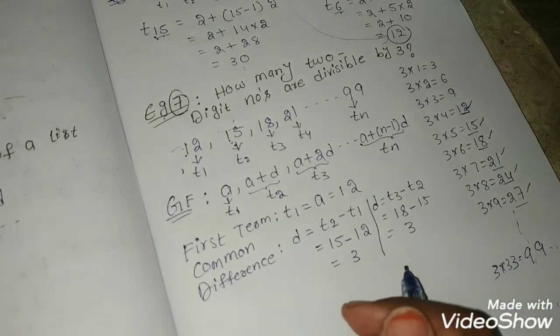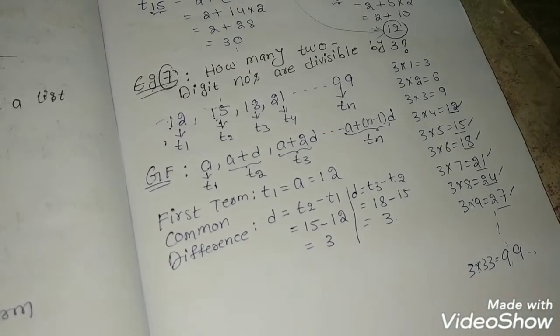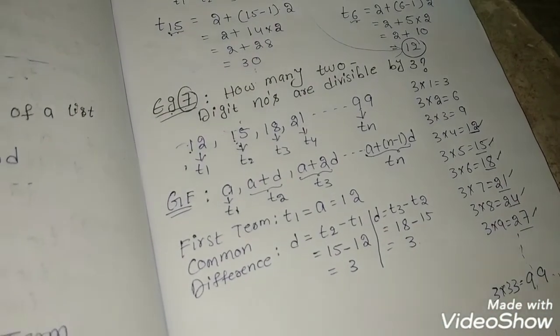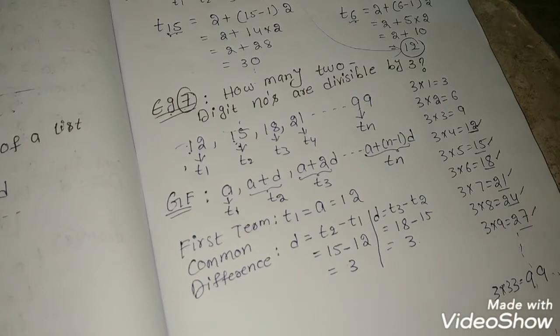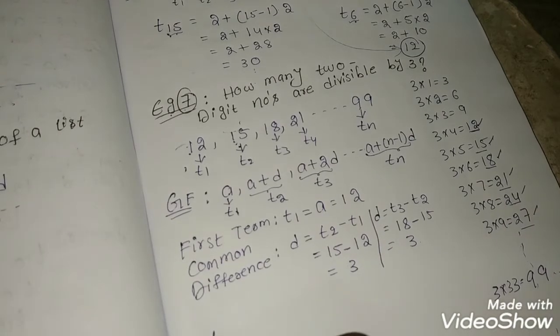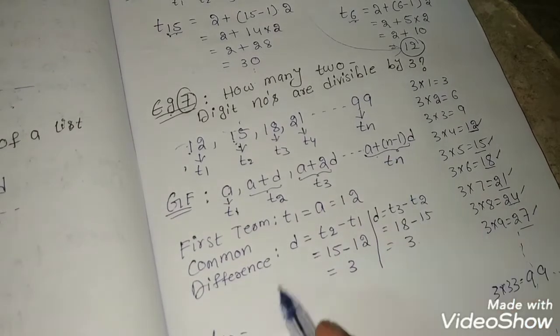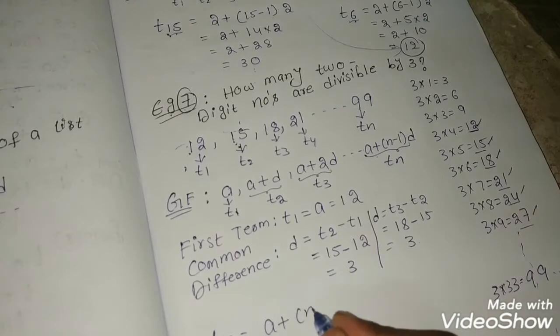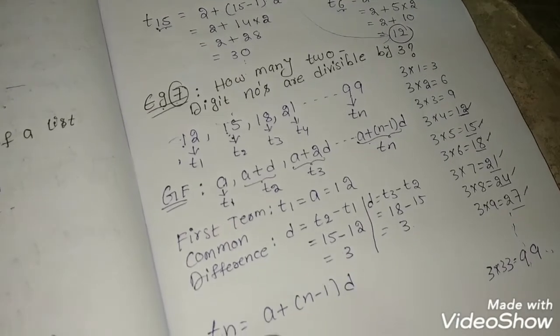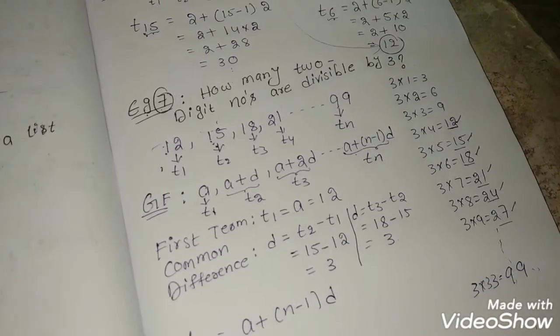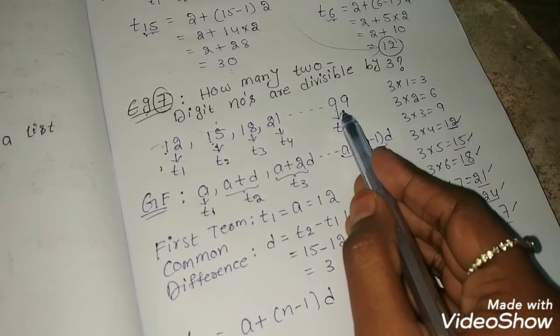Okay, let's start to find the term n. How many terms do we have? Okay, write down the formula. What is the Tn formula? a plus n minus 1 into d. Okay, what is the term n here? Term n is 99.